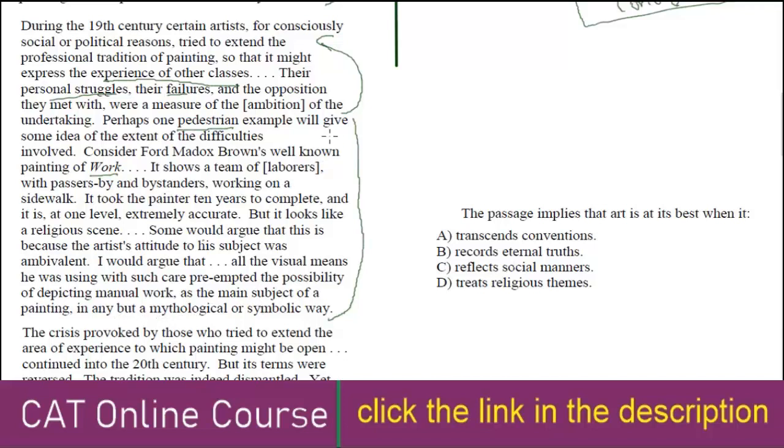So, the author has given an example of a painting which is serving as an example that the artists were trying to express the experience of another class. And in this example, the painter has tried to express the experience of some other class. That's it, nothing else. So you have the first paragraph, you have the second paragraph.